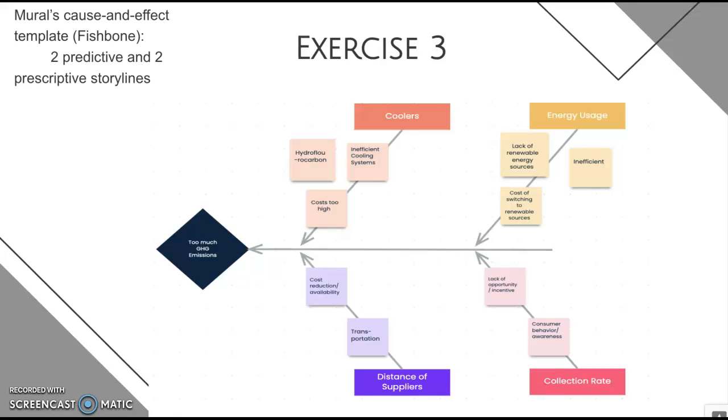Exercise 3, we made a fishbone diagram. So our problem was that Coca-Cola is producing too much greenhouse gas emissions, and the main contributors were coolers, energy usage, collection rate, and then distance of suppliers.